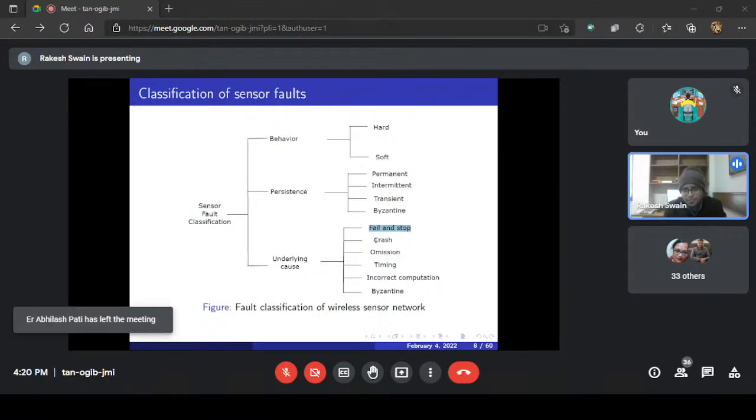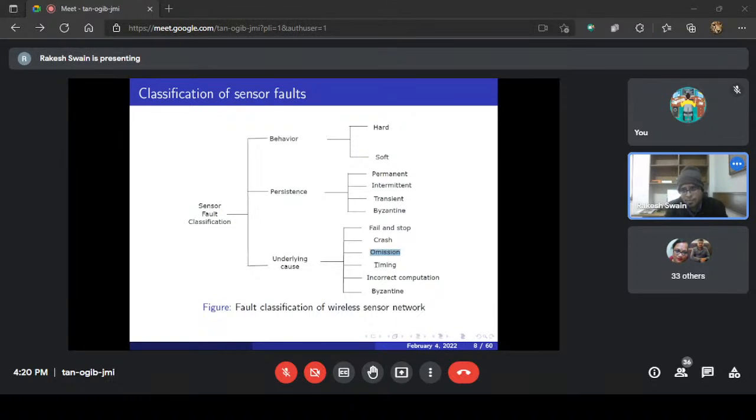But what is the crash fault? In a crash fault, the whole system is damaged. It is one type of hard fault also. The system is totally damaged from the computation point of view, and from the communication point of view, the node is faulty in nature. That is the crash fault. Similarly, the omission fault occurs due to traffic congestion or energy depletion. Here, sometimes the sensor node is unable to perform the task within the deadline. That is the omission fault.